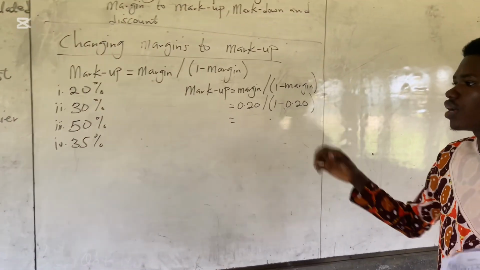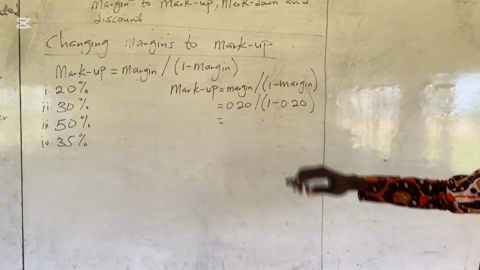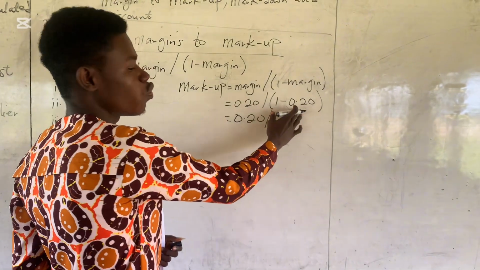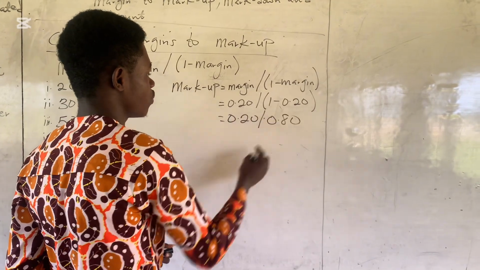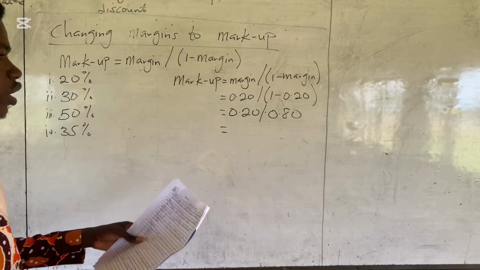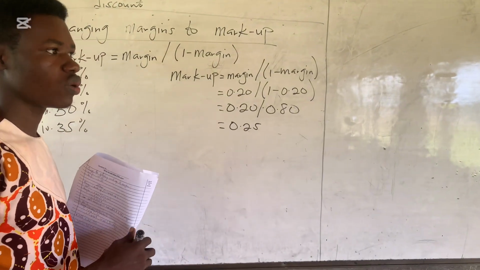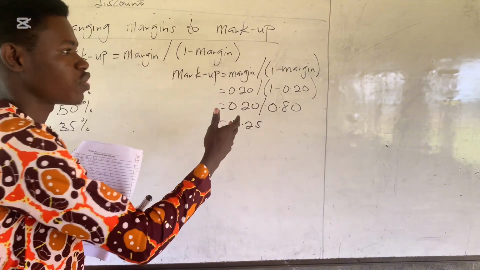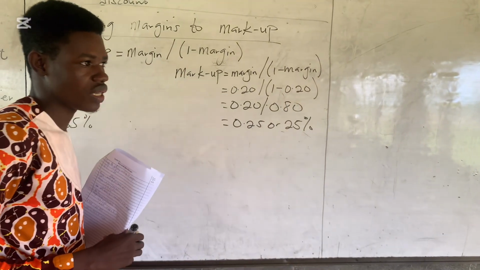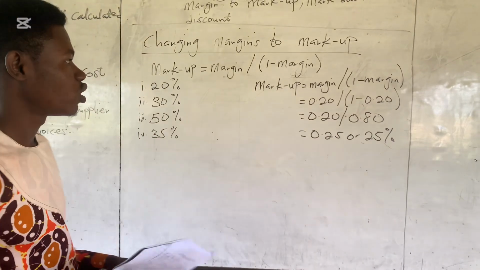As we all know, 20% can be expressed as 0.20. When you subtract 0.20 from 1, you are going to get 0.80. So 0.20 divided by 0.80 gives 0.25. 0.25 is the same as 25%, so we multiply it by 100 to get 25%. So a 20% margin is 25% markup.